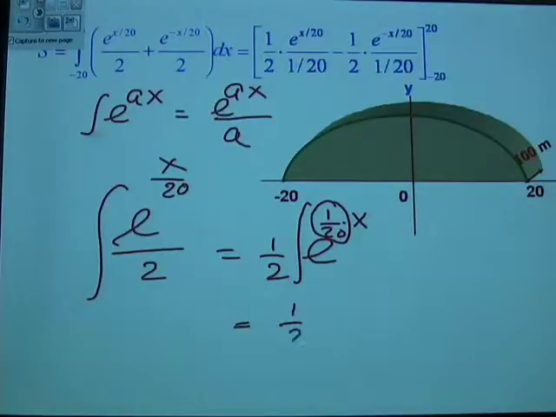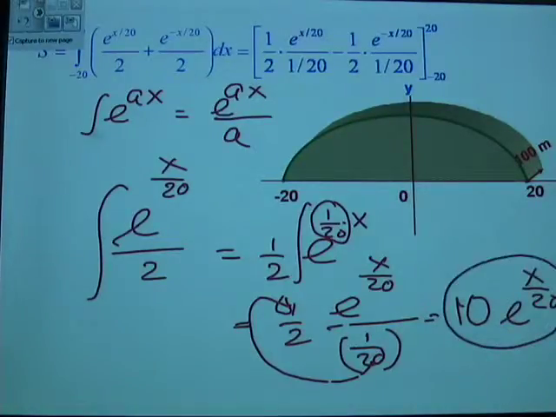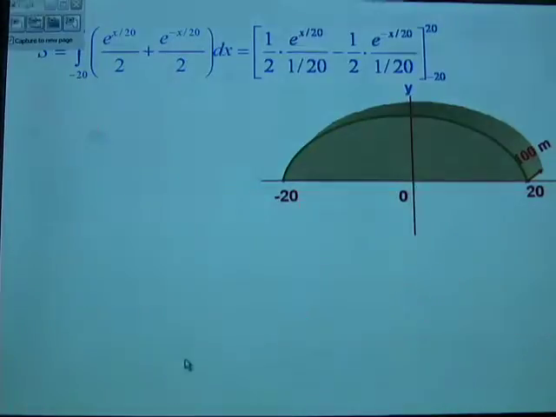So that will be 1/2 e to the power x over 20 divided by 1 over 20. Our a is 1 over 20. And remember, dividing by 1 over 20, this 20 will go up. That will give you 20 divided by 2 is 10, e to the power of x over 20. Is that right? The integral of e to the power of x over 20, all divided by 2, will be this. All right, you need to practice integrating these quantities.